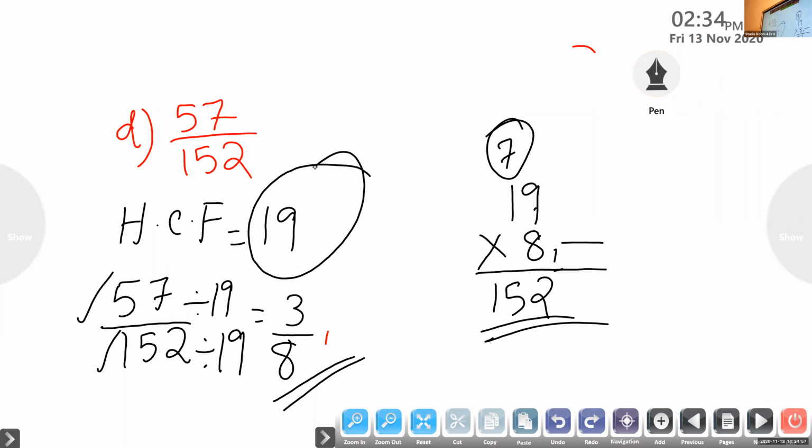Here the highest common factor is 19. How did you get that 19? That I have written before, right? I have written the factors of 57 and the factors of 152. Then you will get the common factors, and from that you will get the highest common factor.